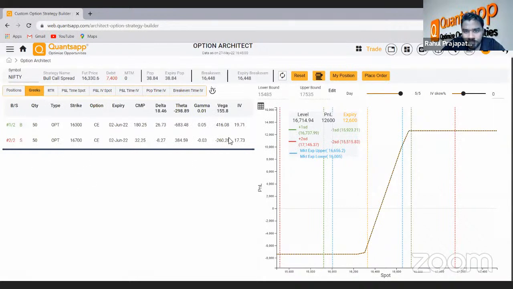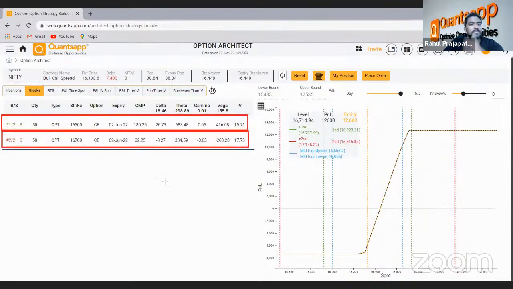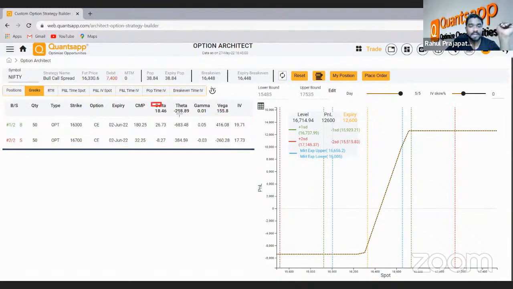So this is your position Greek. Whatever position you have created, that is a Greek. So this is the first leg. This is the second leg. Okay. So these are the separate Greeks. But here, you will get the understanding that this is the total position Greek. These are the 3 or 4 Greeks that we have. The first is delta, theta, gamma, and vega.